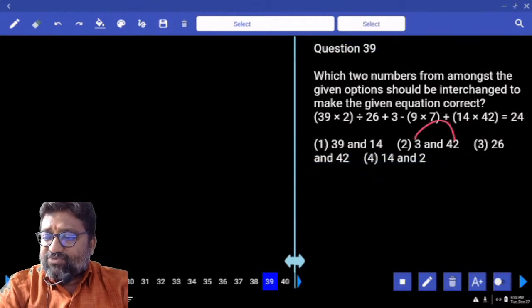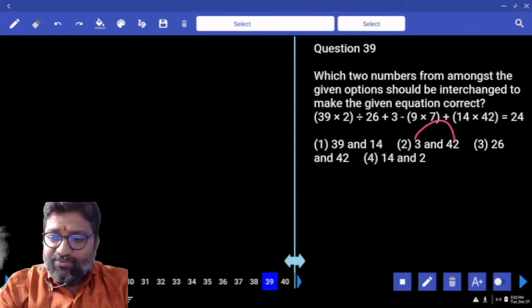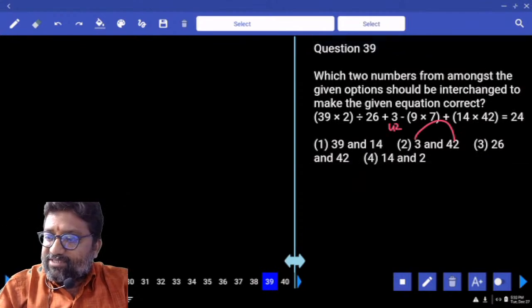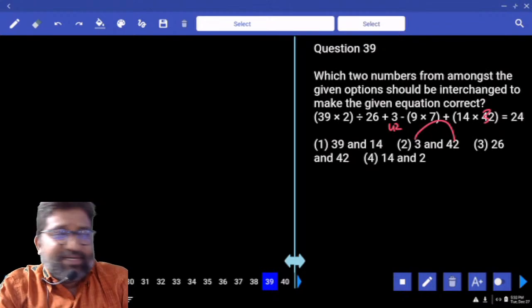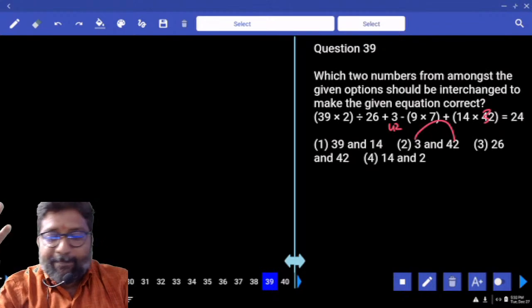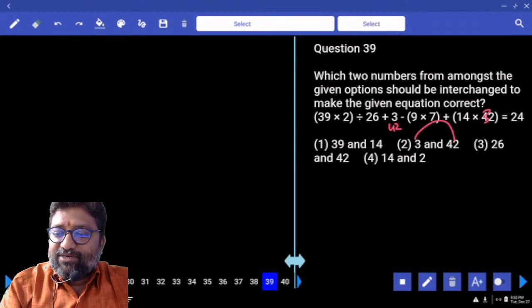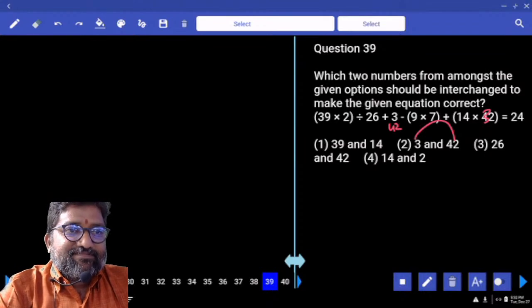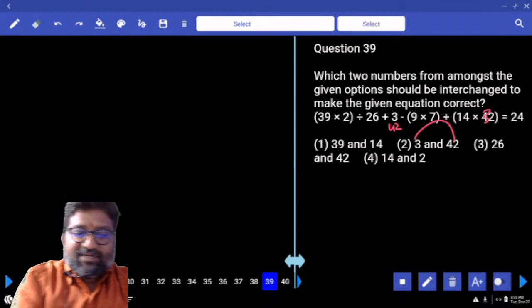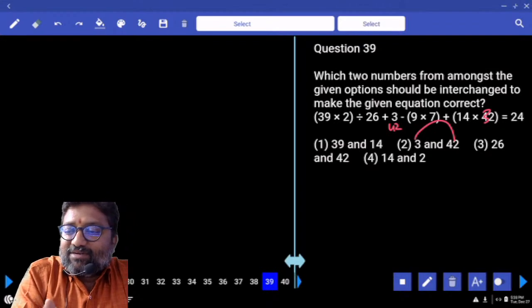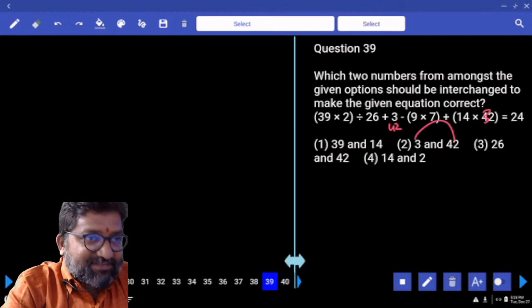Let me go for the next one. 3 and 42. And I'll bring 42 here and this becomes 3. There is a possibility, kada? Yes or no? So come on, this is 39 into 2 divided by 26. 39 into 2 divided by 26. ఇట్లా మల్టిపుల్ కేసెస్ కనపడగా జనాలకు ఒకటే భయం స్టార్ట్ అవుతుంది.